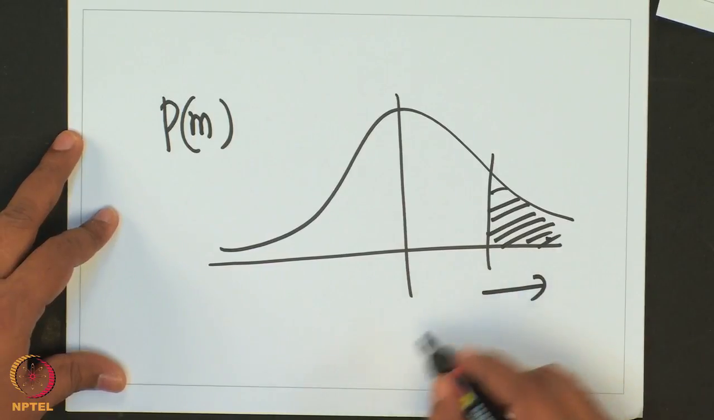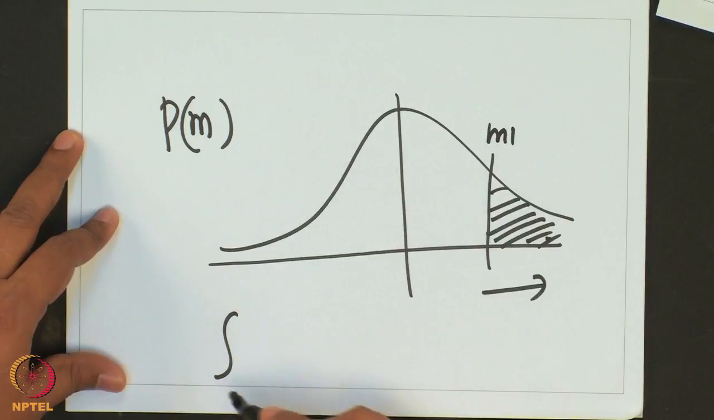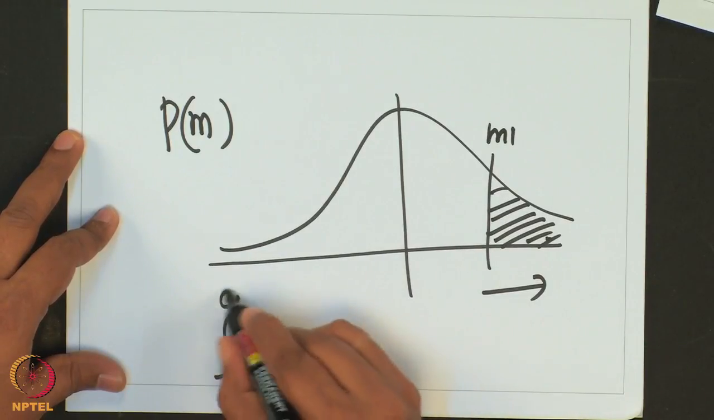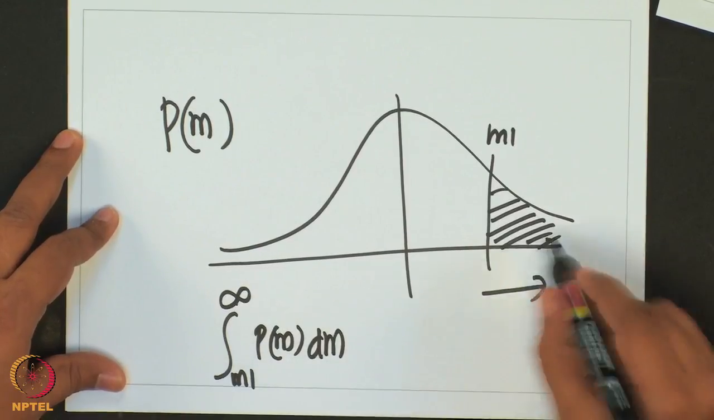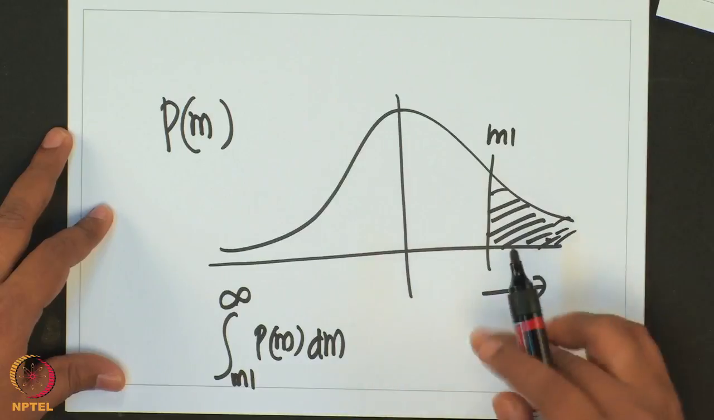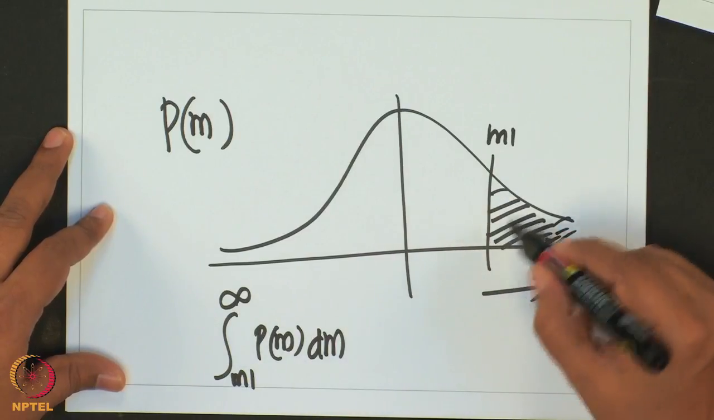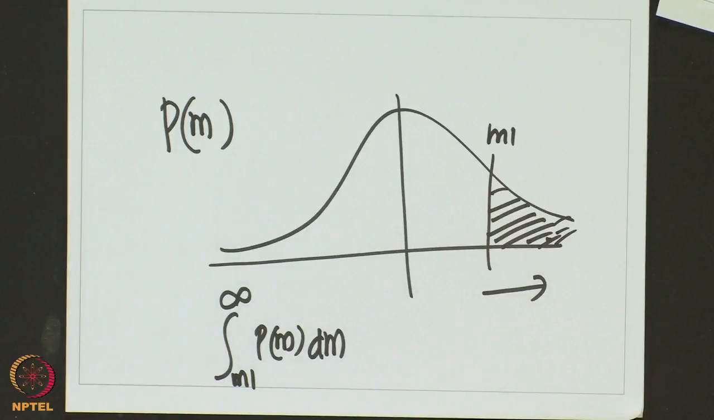That is what this means, and this is given by an integral. If I call this m1, the integral is from m1 to infinity of p of m dm. This would give me this area, which means the probability to get a number above the value m1. This is going to be very useful in understanding the normal distribution.